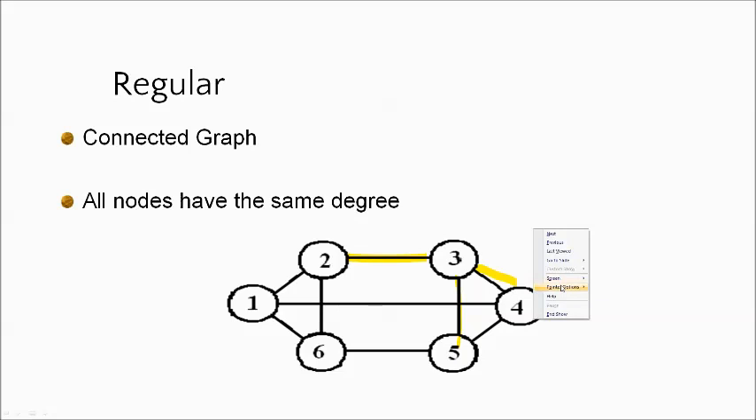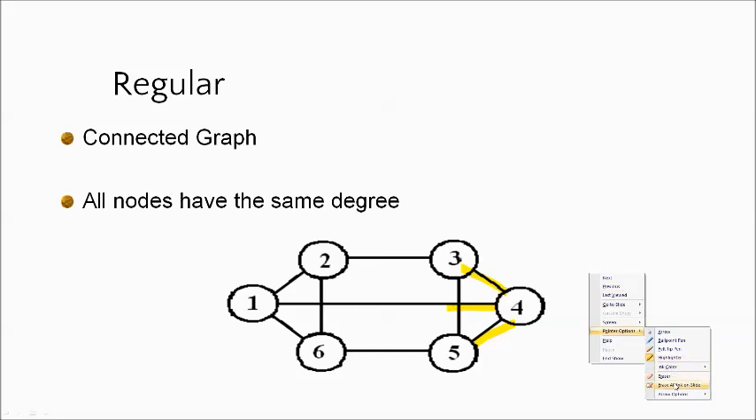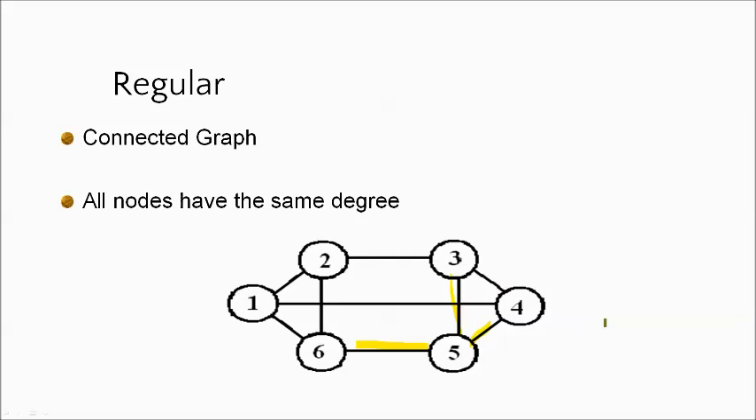Let's check 4: 1, 2, and 3, so still the same degree. Let's check 5: 1, 2, 3, still the same degree. Last one, let's check 6: from 6, I have 1, 2, 3. So as you can see, all the nodes have the same degree of 3. Okay, let's move to the next slide.